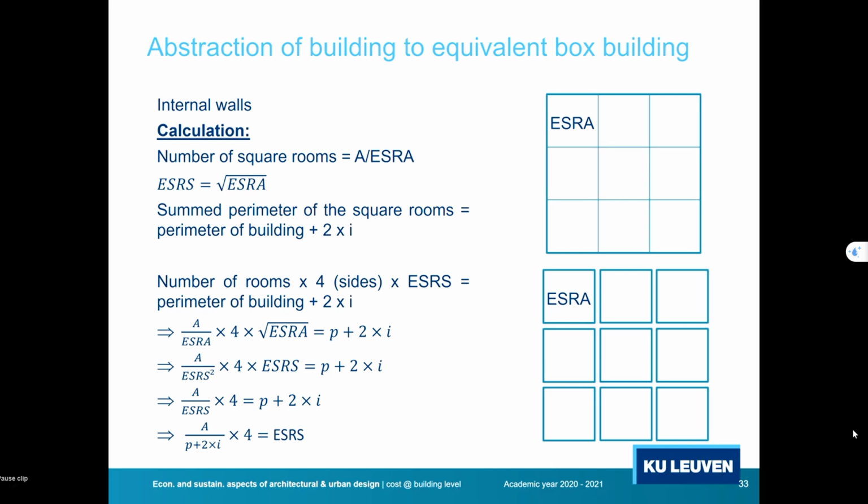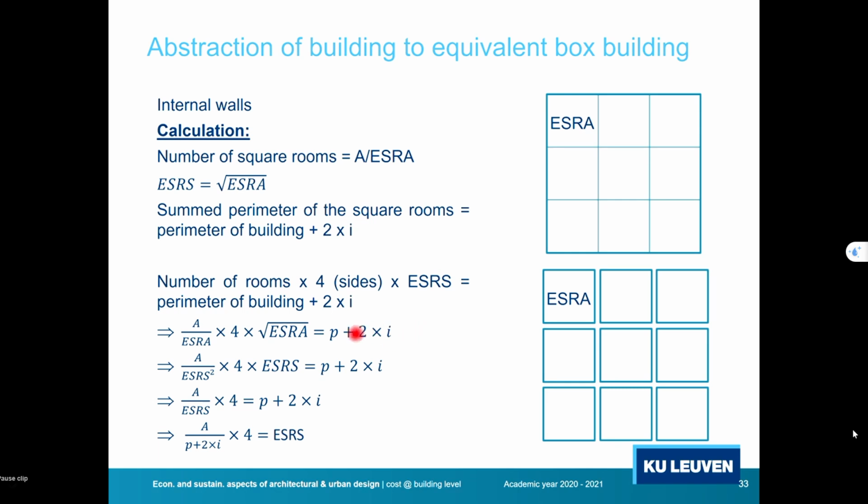Once we know that, we can start calculating, because the number of rooms equals, as we calculated before, the floor area of one floor divided by the equivalent area of one square room. So then we know the number of rooms. We multiply it by 4 sides, and we multiply it with the length of one of these rooms, which equals the root of the surface. And that should be equal to the perimeter that we have calculated, plus 2 times the length of the internal walls of my real building.